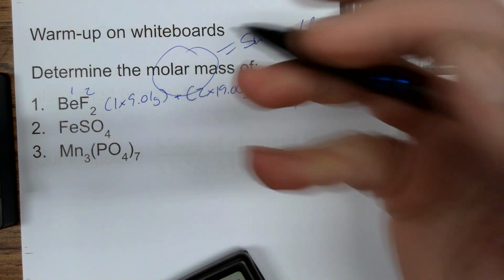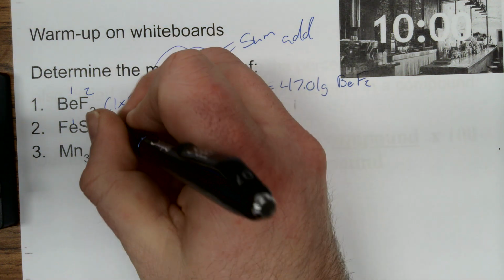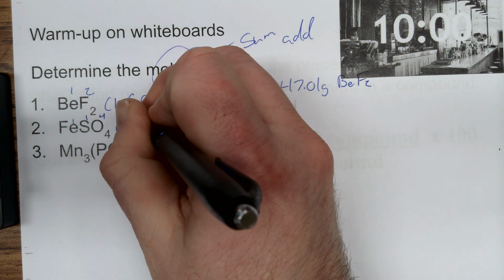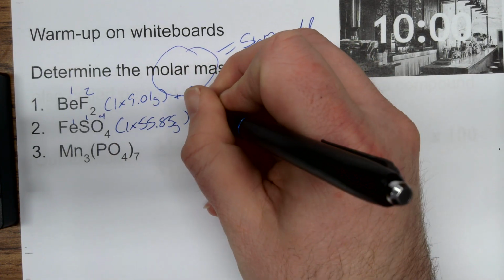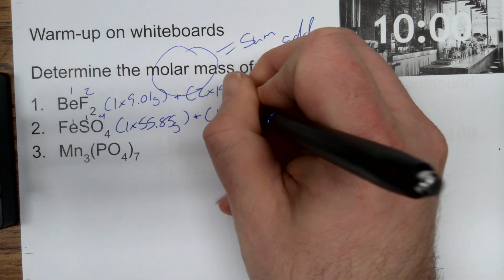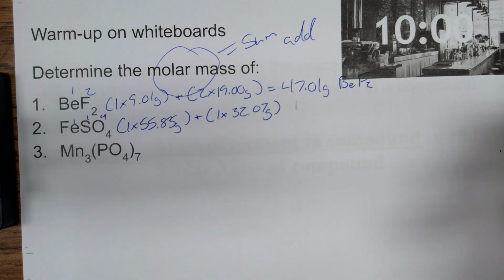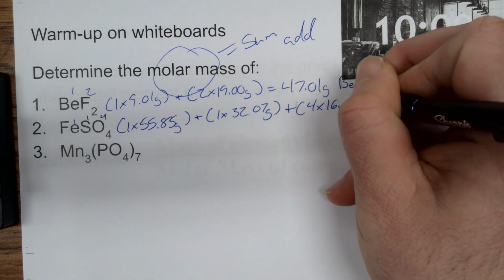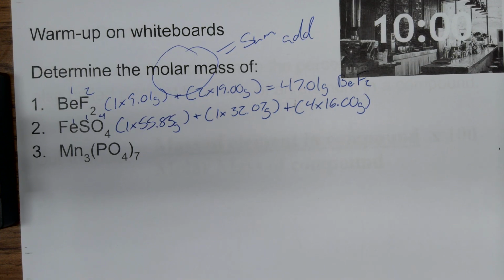Iron 2 sulfate. I have 1 iron, 1 sulfur, 4 oxygens. Looking at my periodic table, iron has a molar mass of 55.85 grams. Add the next one, 1 times 32.07, if I remember correctly off the top of my head, for the sulfur, plus 4 times 16.00 grams for my oxygen. Now, here's the thing.